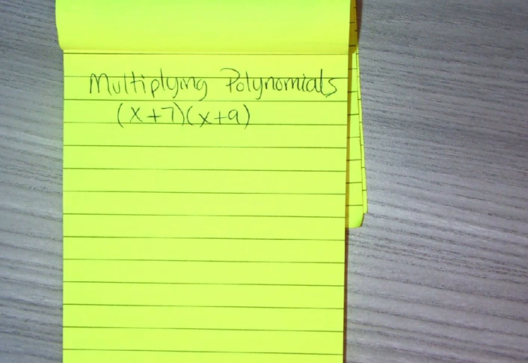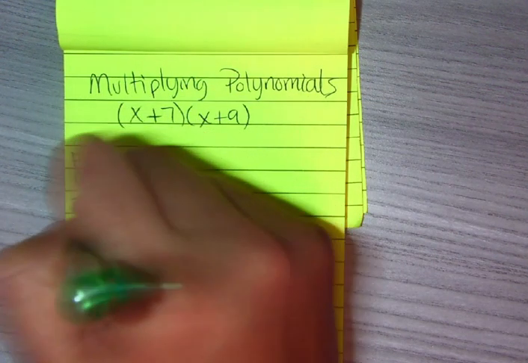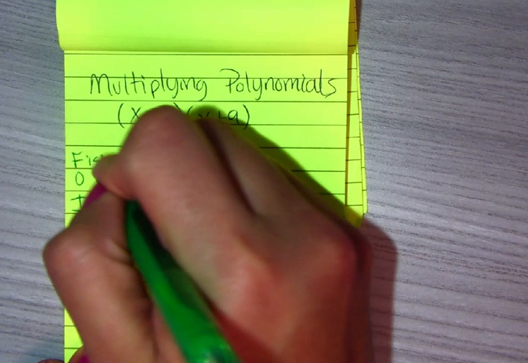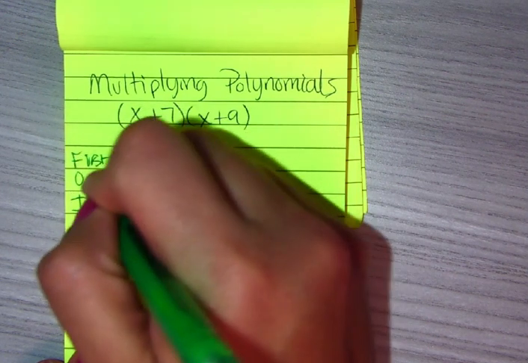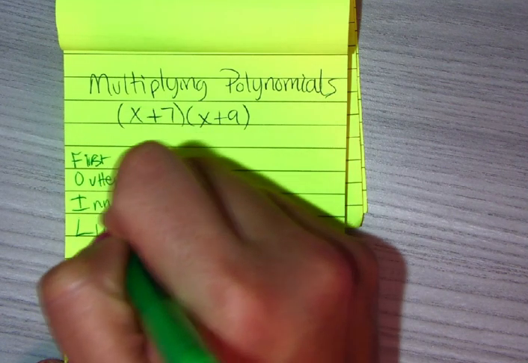Hey students, in this video I'm going to review how to multiply polynomials. I'm going to show you two ways. I'm going to show you the FOIL method, which is first, outer, inner, and last.